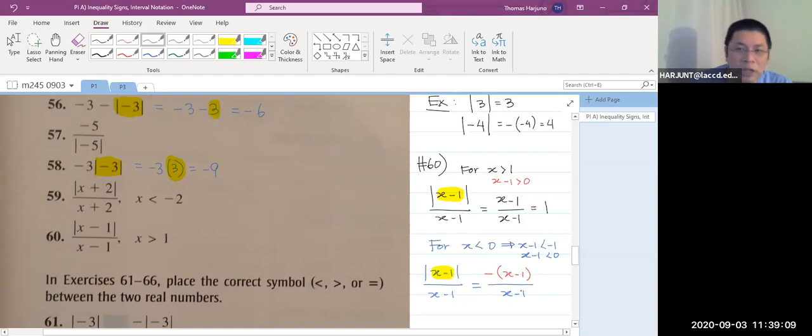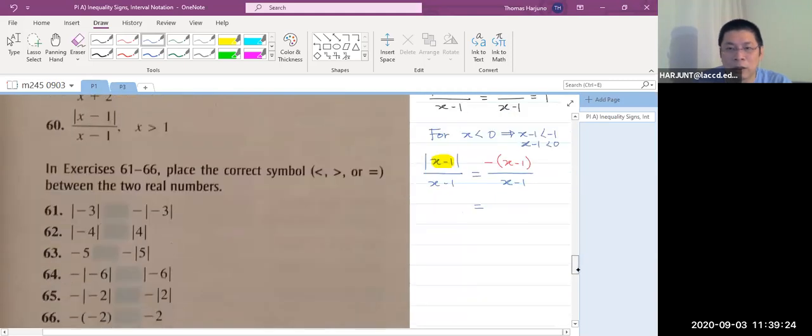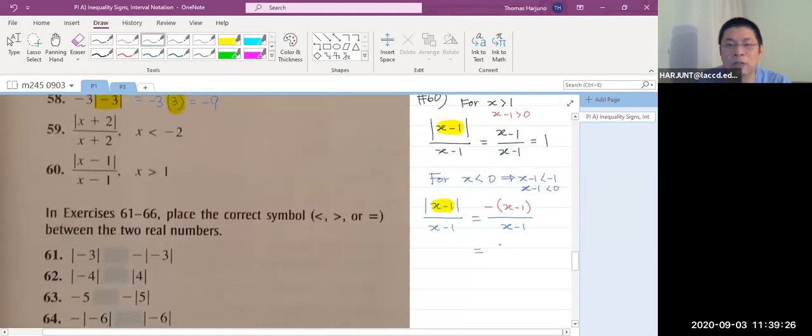Okay, x minus 1 is negative, but once it's coming out from absolute value, it's supposed to be positive. Now, how to make a negative number become positive? You multiply by -1, okay? But this then, you see that they have common factor x minus 1 to cancel, so I get -1.